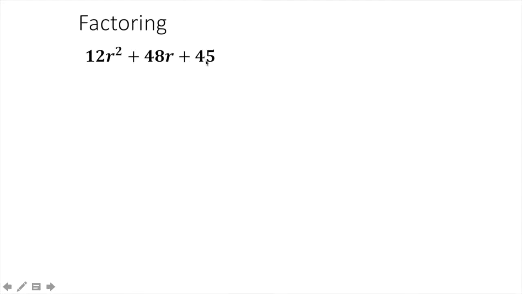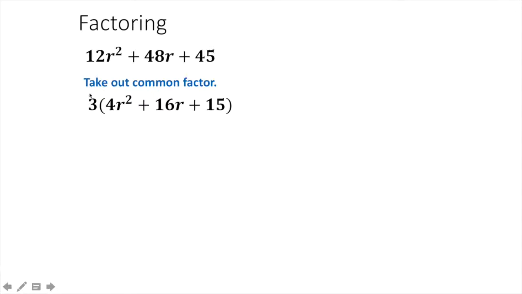Well, 12 doesn't go into all of them, unfortunately, but there is something. Let's see. It looks like a 4. No, 4 won't go into 45. 3. Yeah, it looks like 3 will go into all of those. What I do is I take my 3 out first. And when I take my 3 out, that's only going to leave me 4r squared, 16r, and then 15.